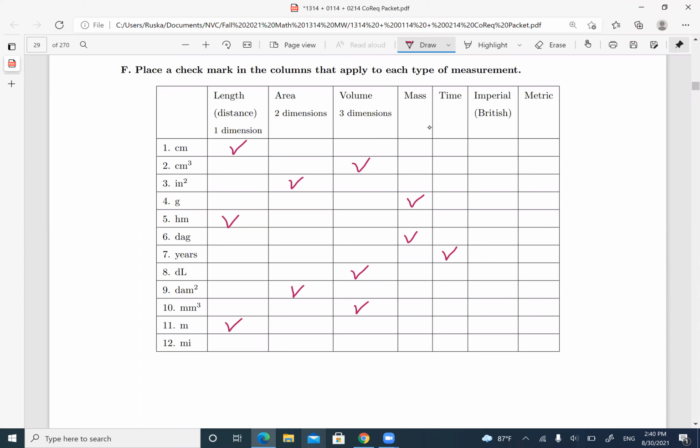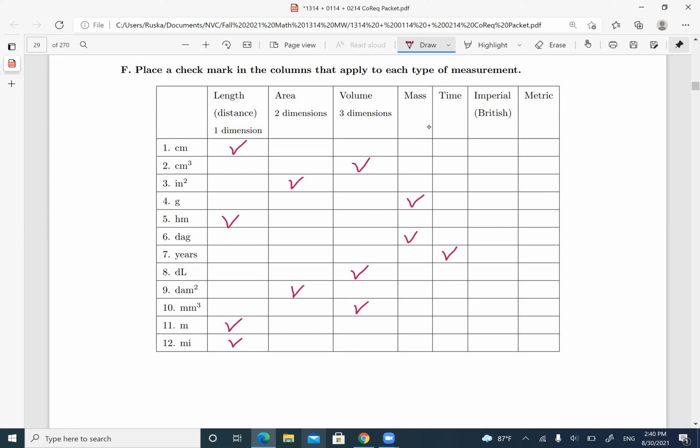One is length, dimension, right? That's right. And then miles. What is that? What do you measure with miles? Length. Length also. Good job. Okay, so that's how you categorize all of these units, right?